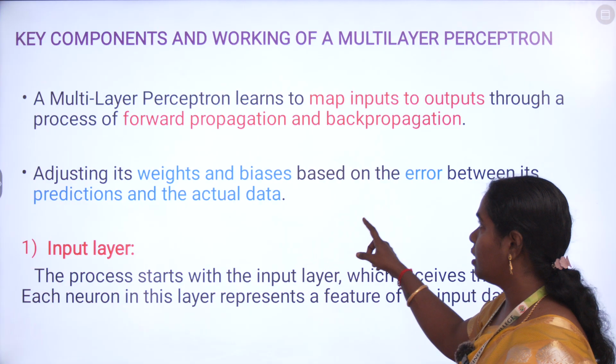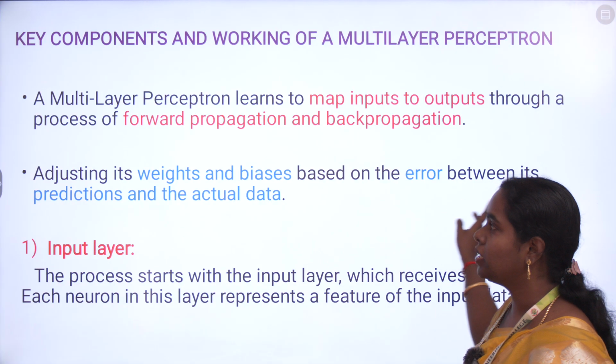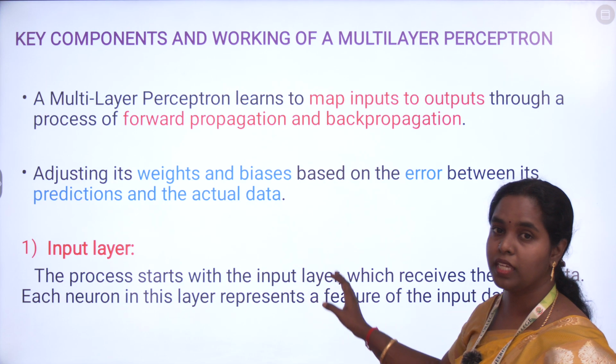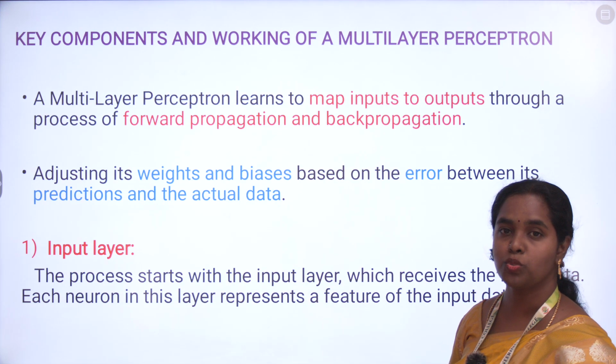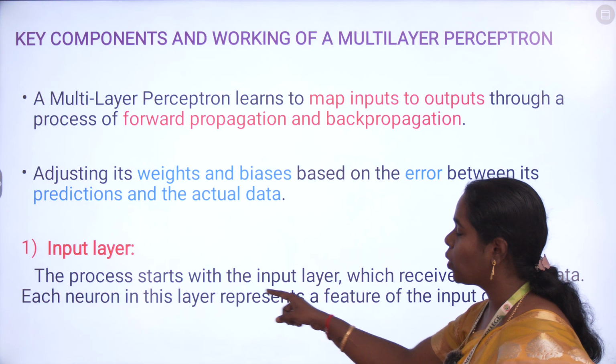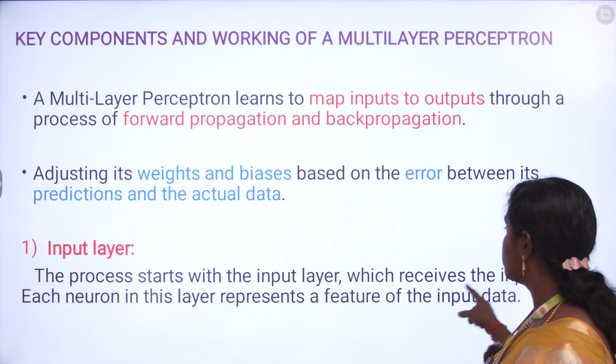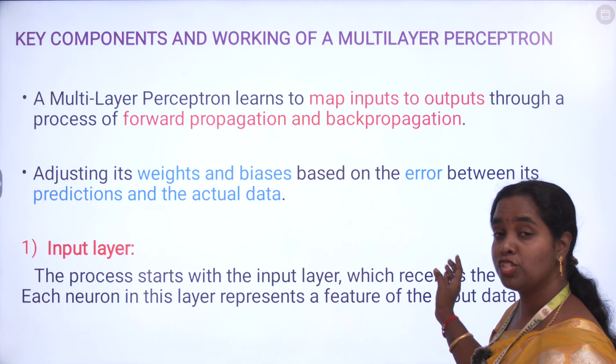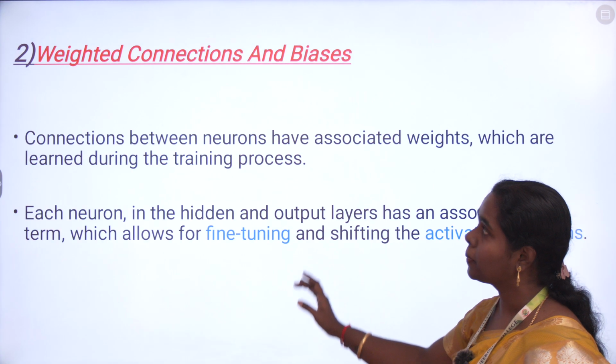Adjusting its weights and bias based on the error between the prediction value and the actual data. Here we have 6 components. First one is the input layer. The process starts with the input layer, which receives the input data. Each neuron in this layer represents a feature for the next layer.